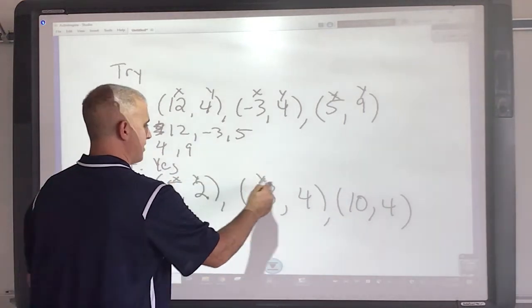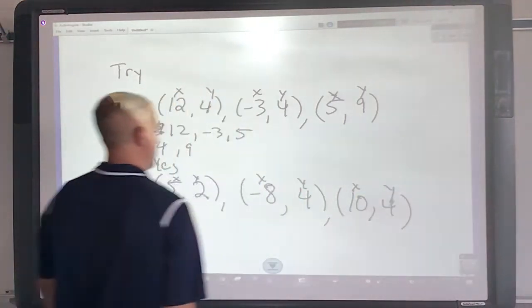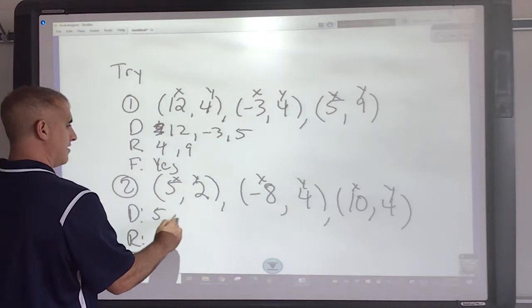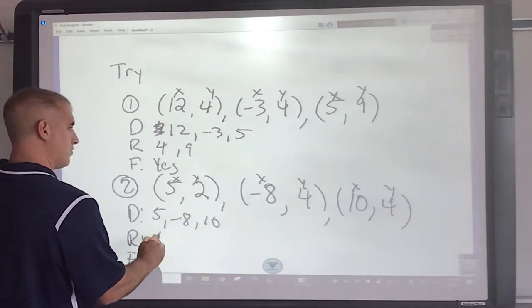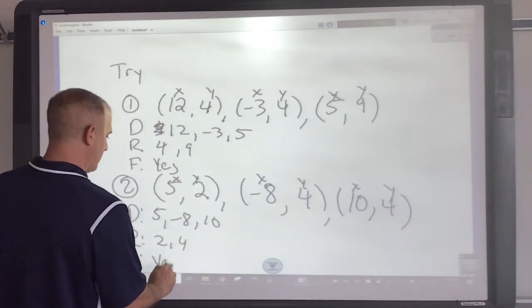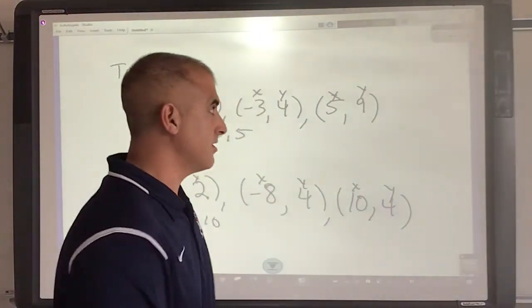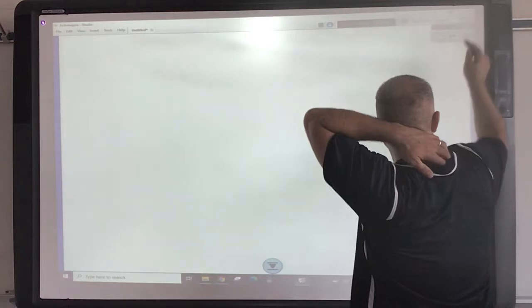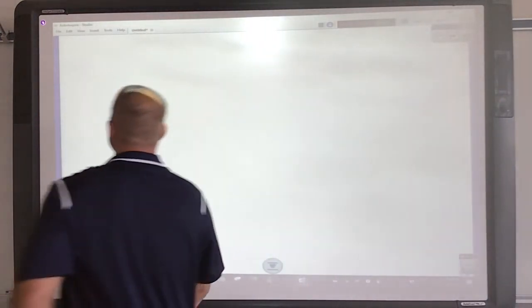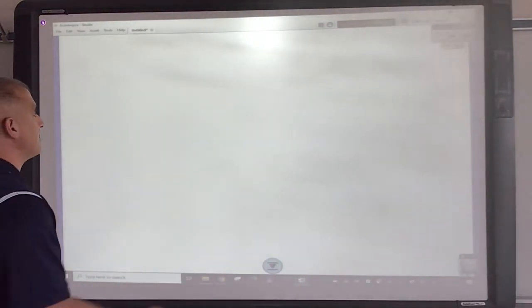X, y, x, y, x, y. The domain would be 5, -8, and 10. The range would be 2 and 4. This is also a function, yes. Remember, the only time it's not a function is when the x's repeat. All right, and then moving on to this last example.